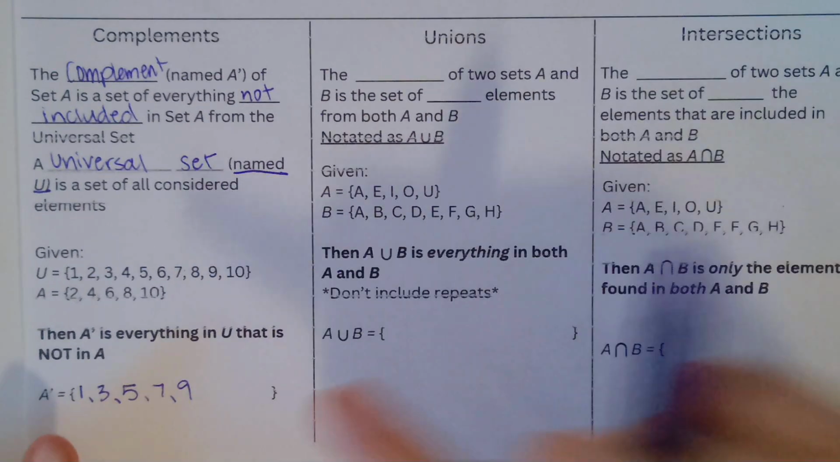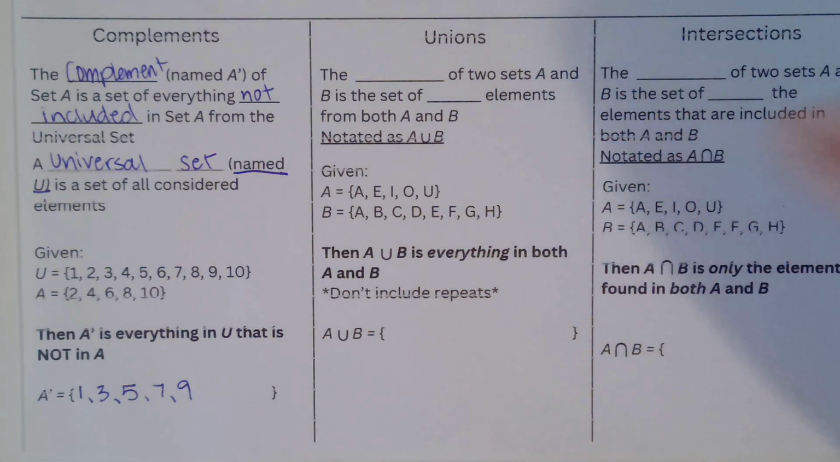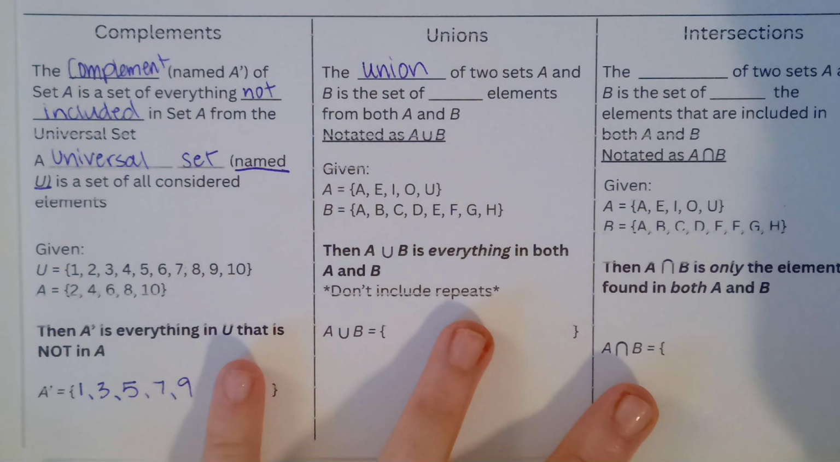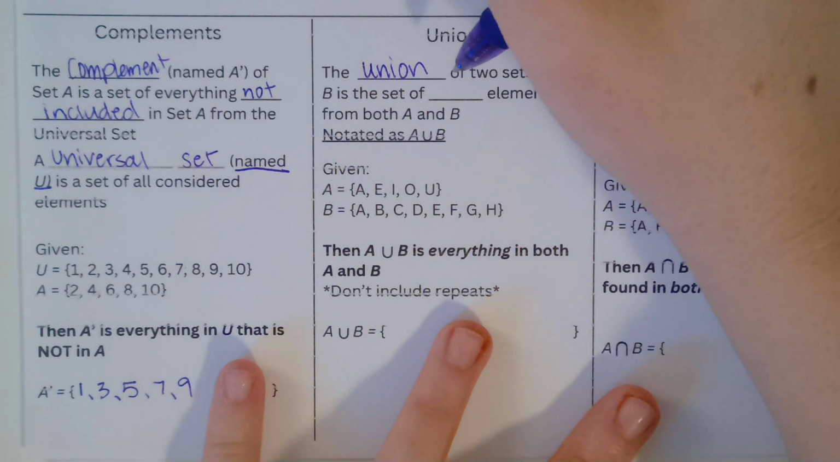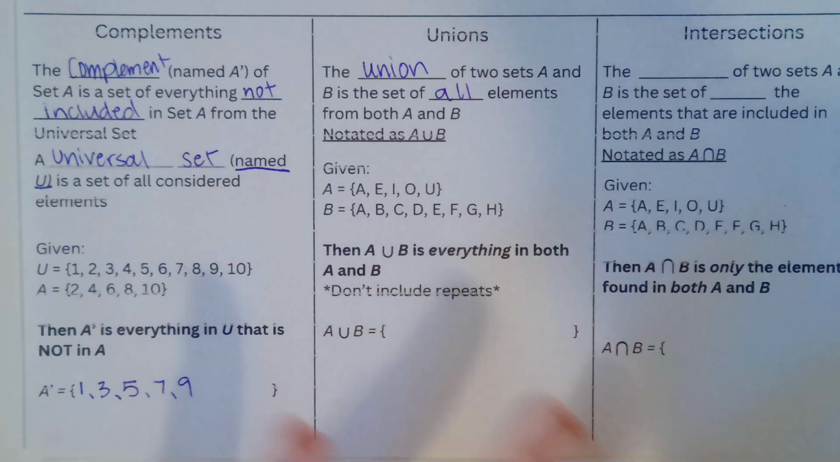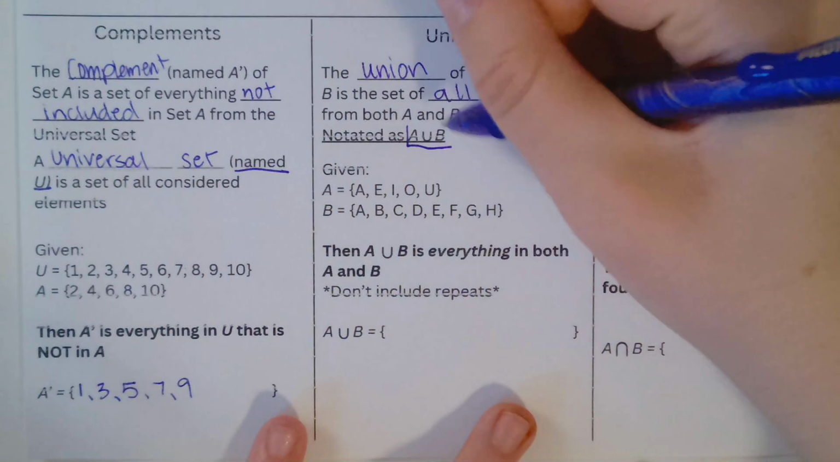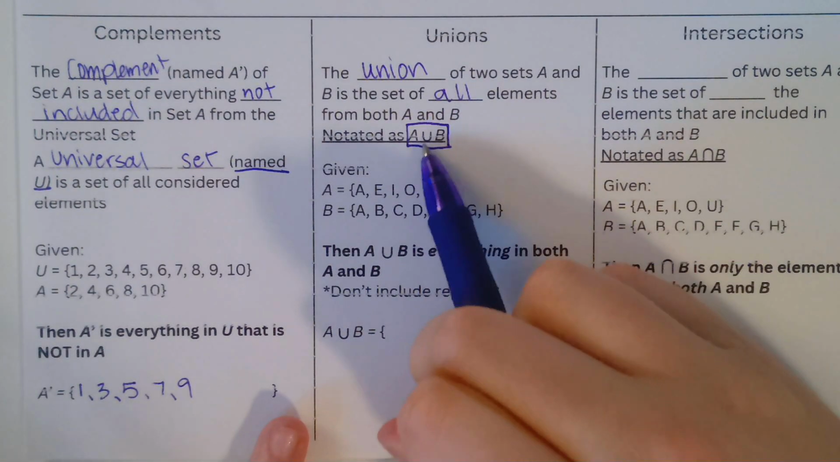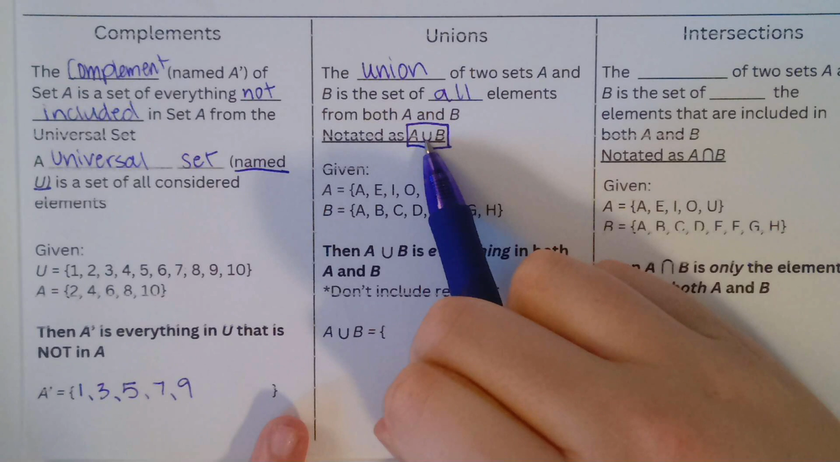Okay, moving on. Unions. So the union of two sets A and B is the set of all elements from both A and B. So in the way that you're going to notate it, it's going to look like this. The question's going to ask you for the union if you see this little symbol in between the two letters.